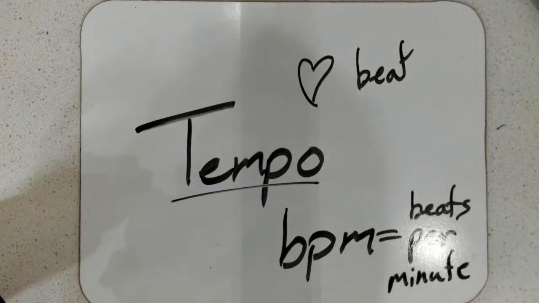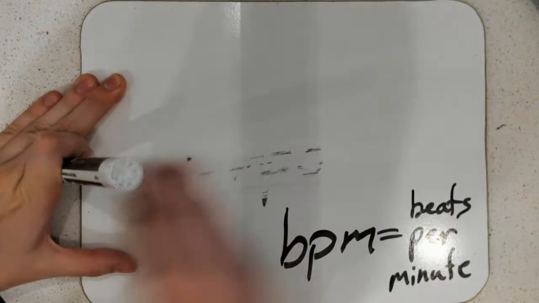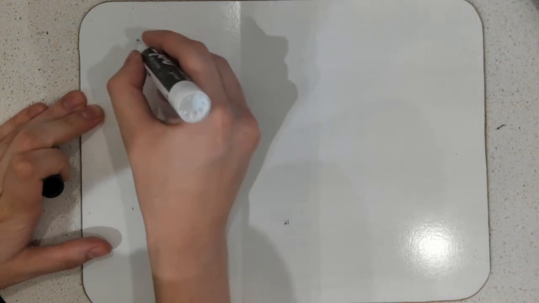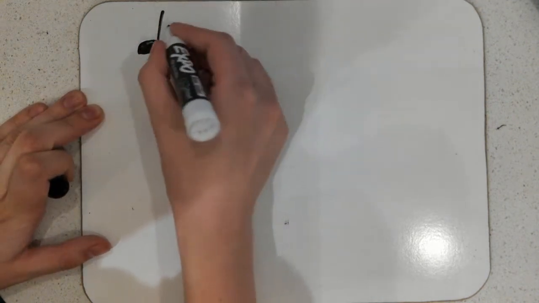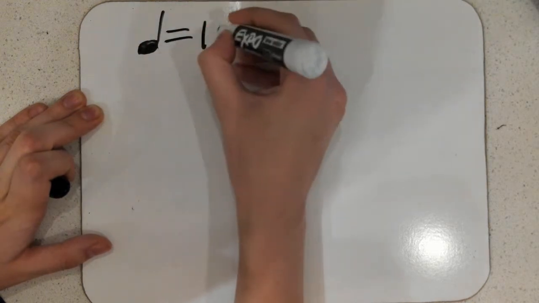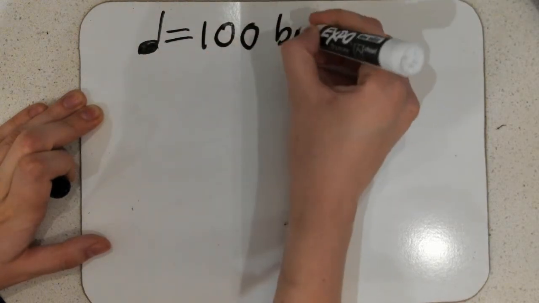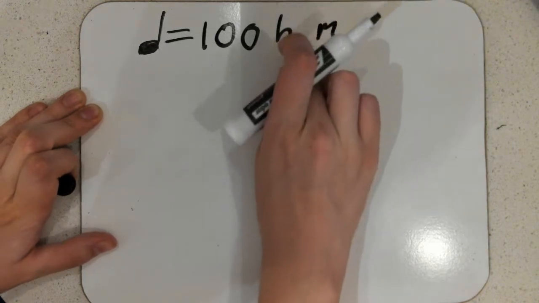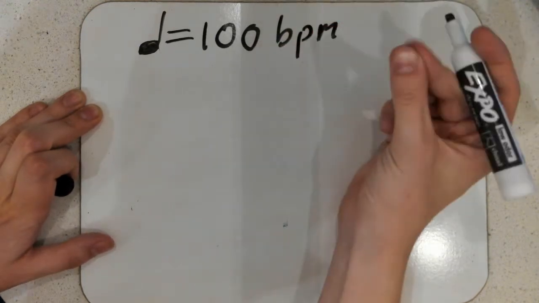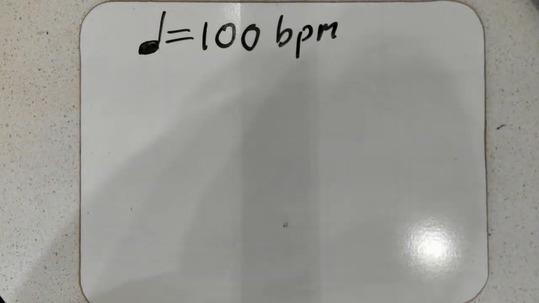Now, if you were looking at a piece of music, and on that music you saw on the top left-hand side, right above your first note, something that looked like this. It showed a quarter note, and then it said quarter note equals, let's say, 100 BPM. It actually might not even have the BPM, that might just be assumed. It might just say quarter note equals 100. That would mean that you have a speed of 100 beats every minute.